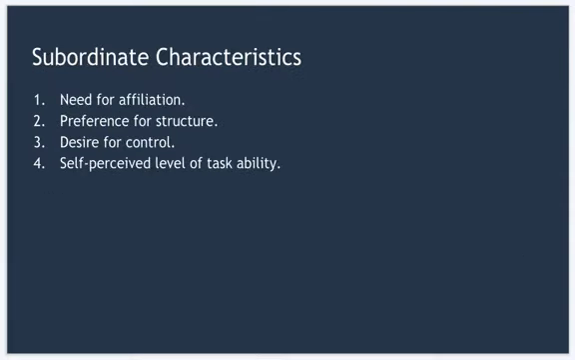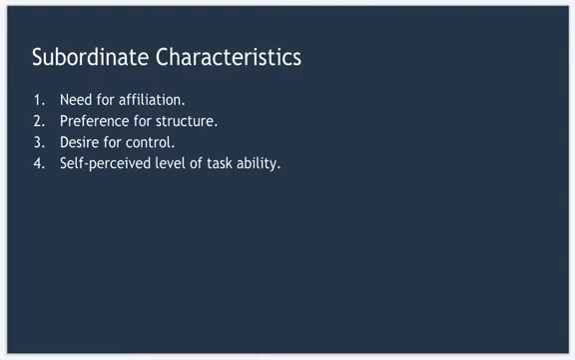Now, the next part of the model is subordinate characteristics. What are your subordinates like? And how well your leadership style works is always going to depend on your subordinates. Essentially, the effectiveness of each leadership style will be contingent on the characteristics of your subordinates. Now, the model identifies 4 different subordinate characteristics that you can see here: need for affiliation, preference for structure, desire for control, and self-perceived level of task ability.